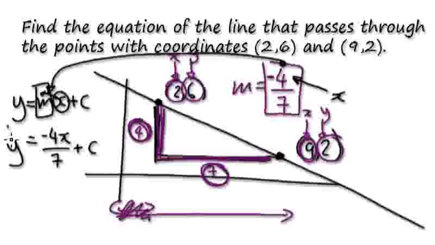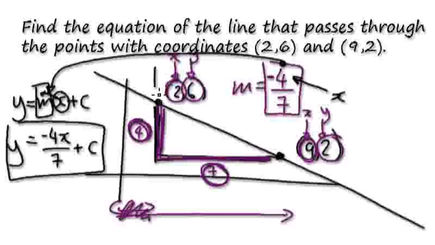Now, once you're at this stage here, you need to know what c is. So what we do is you can select any point on the line. You could select this point or this point. I'm just going to arbitrarily choose this one here. Just choose one. It doesn't matter which one you use, this point or this point.